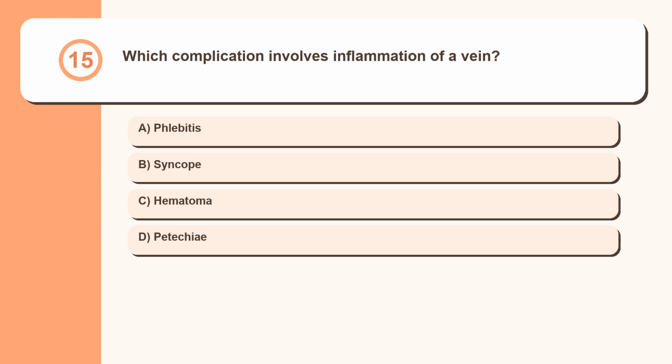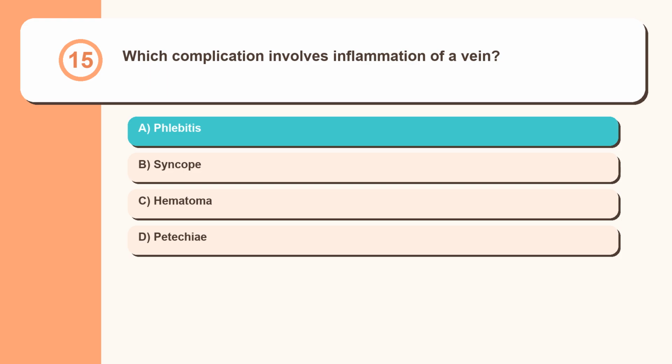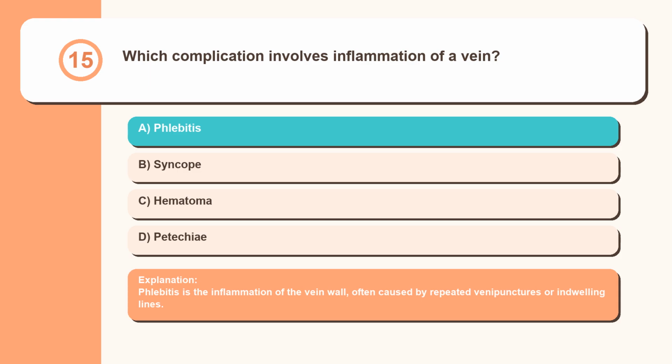Question 15. Which complication involves inflammation of a vein? Phlebitis, syncope, hematoma, petechiae. Phlebitis is the inflammation of the vein wall, often caused by repeated venipunctures or indwelling lines.